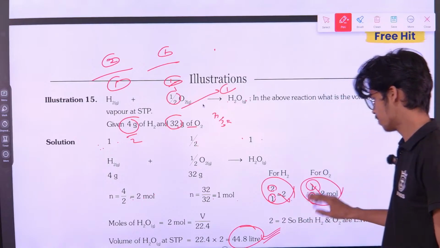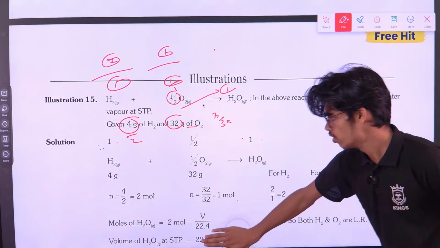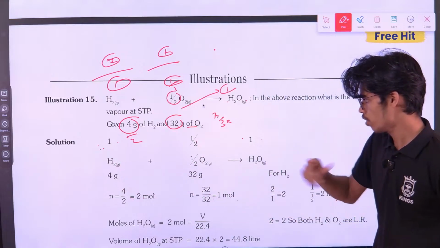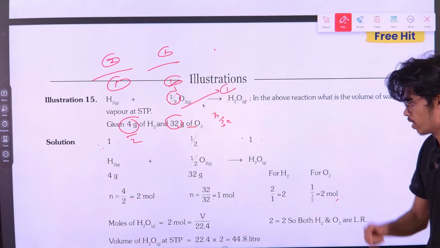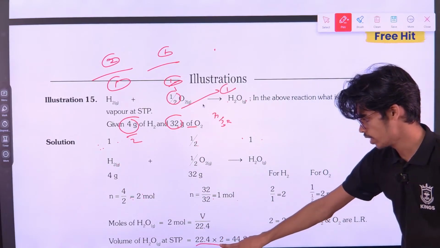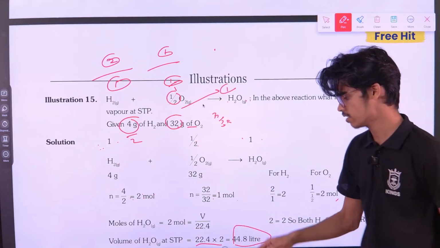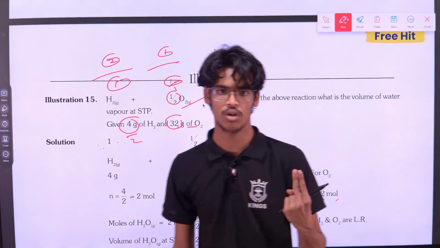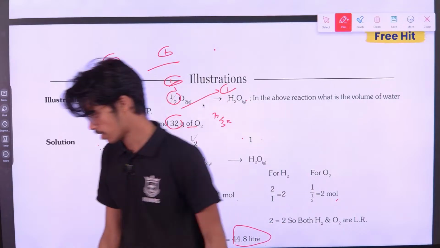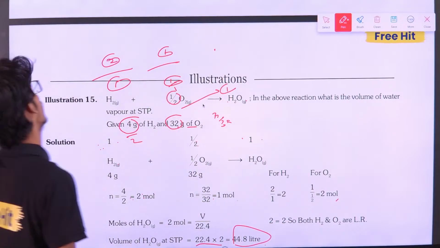Now you know 1 mole of hydrogen, 1 mole of water, 2 mole of hydrogen, 2 mole of water. 2 mole of water is 22.4 into 2, that is 44.8 liter. That's it. 1 mole 22.4, 2 mole 44.8. Got it? Now let's cut it out.